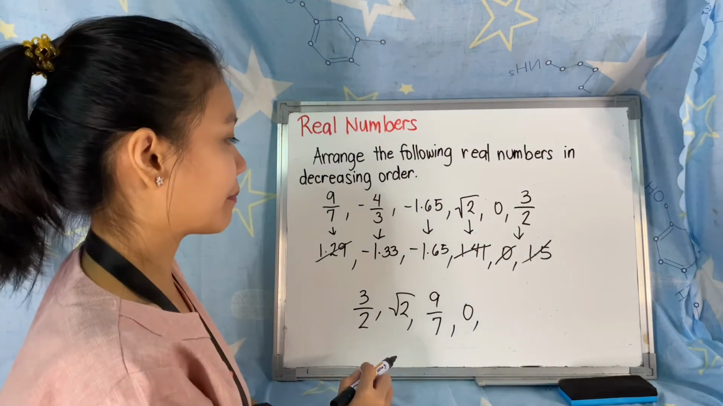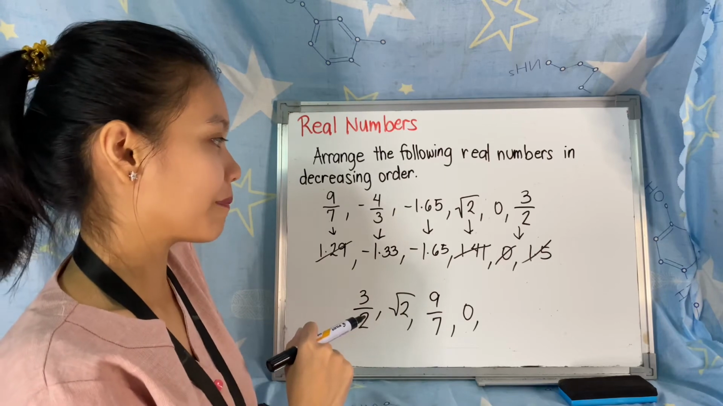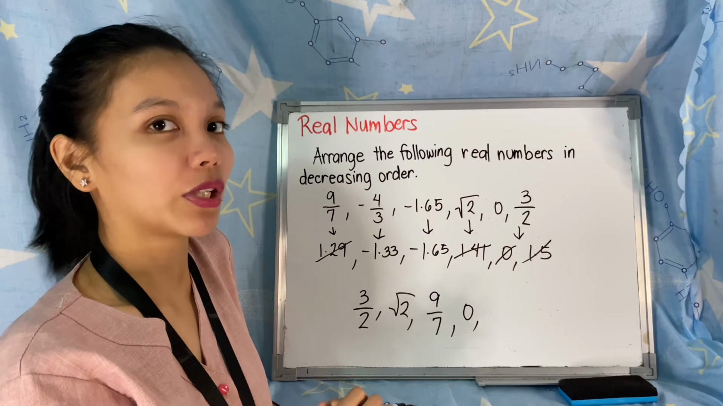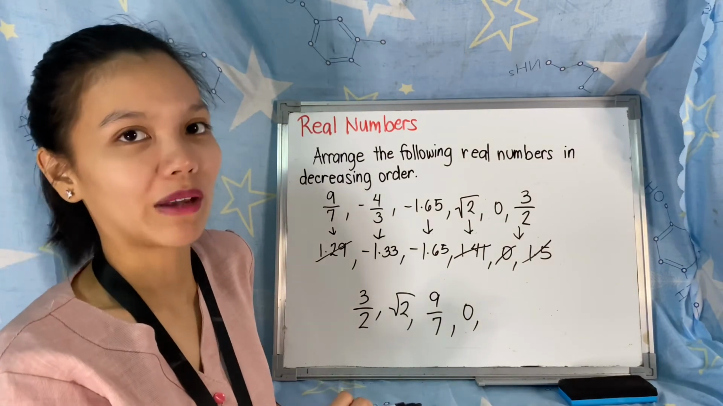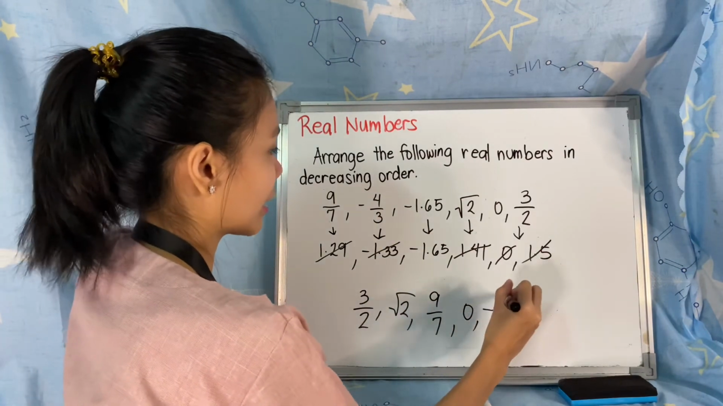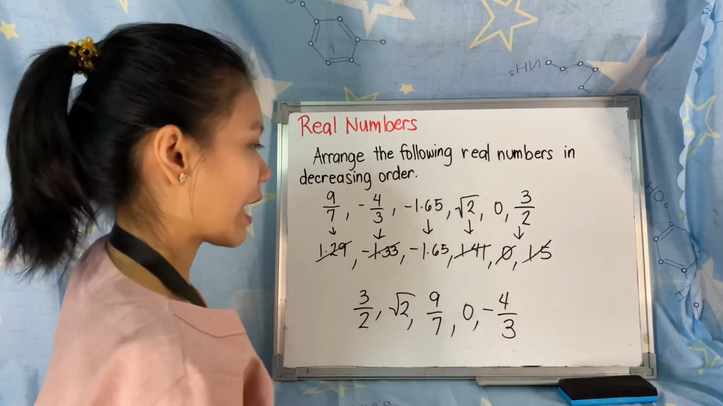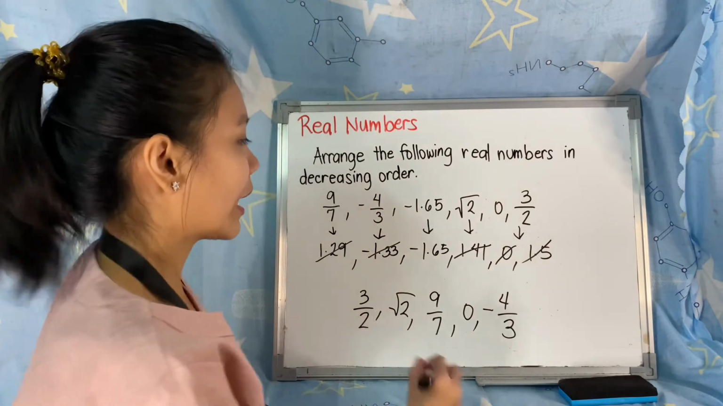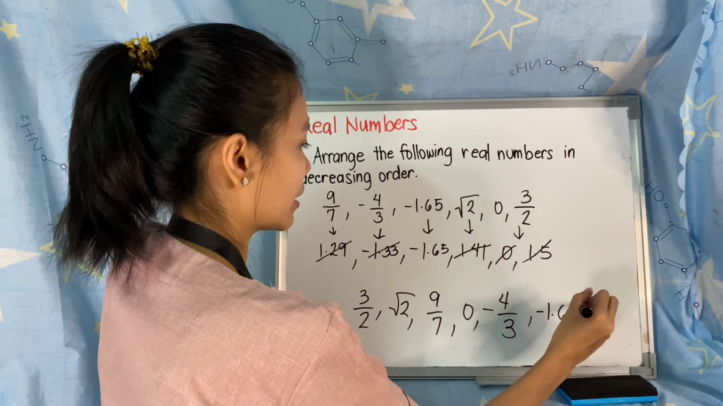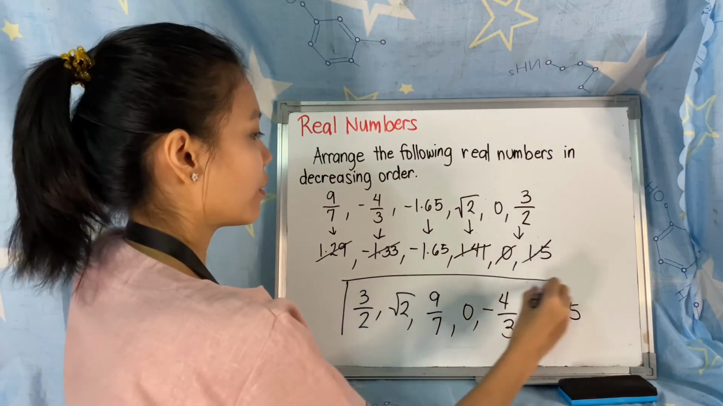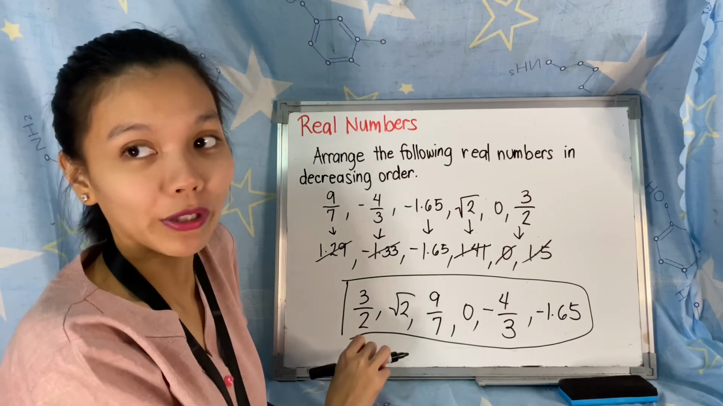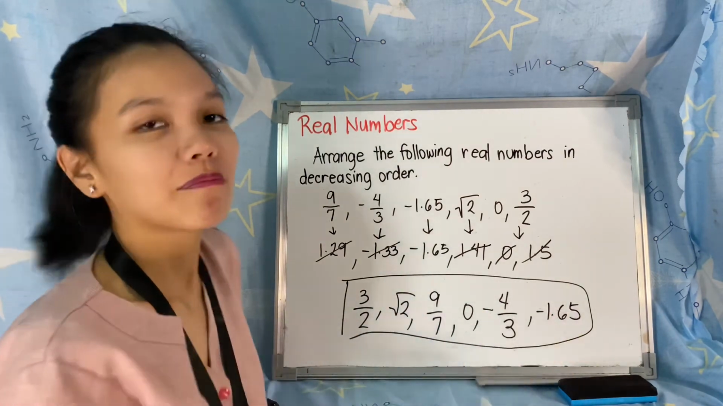Then, we have, alin na mas malapit sa 0? Negative 1.33 or negative 1.65? Yes, we have negative 1.33 and that is negative 4/3. So, mas malapit siya sa 0. Then, for the least one, we have the negative 1.65. So, ayan na yung arrangement ng real numbers natin in decreasing order. So, simula sa pinakamalaki, papaliit.